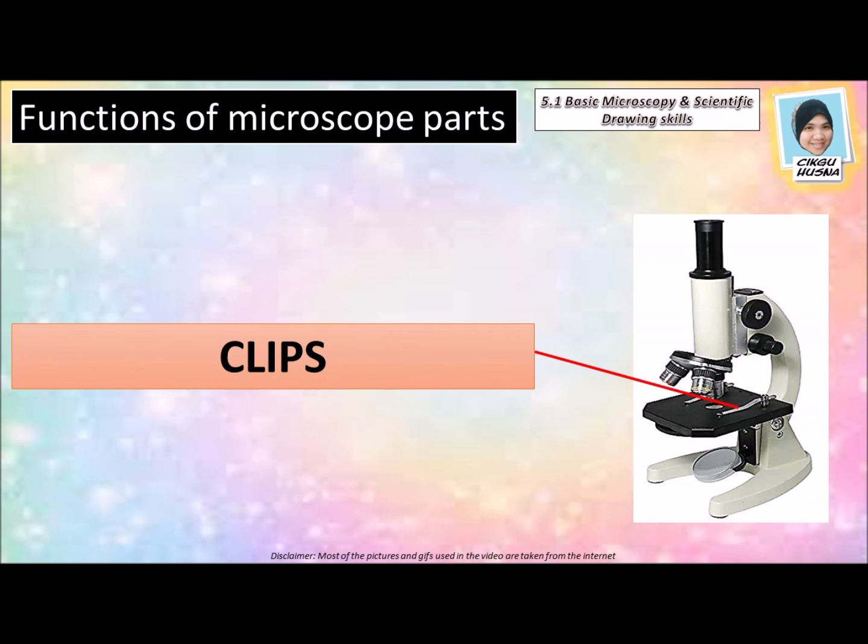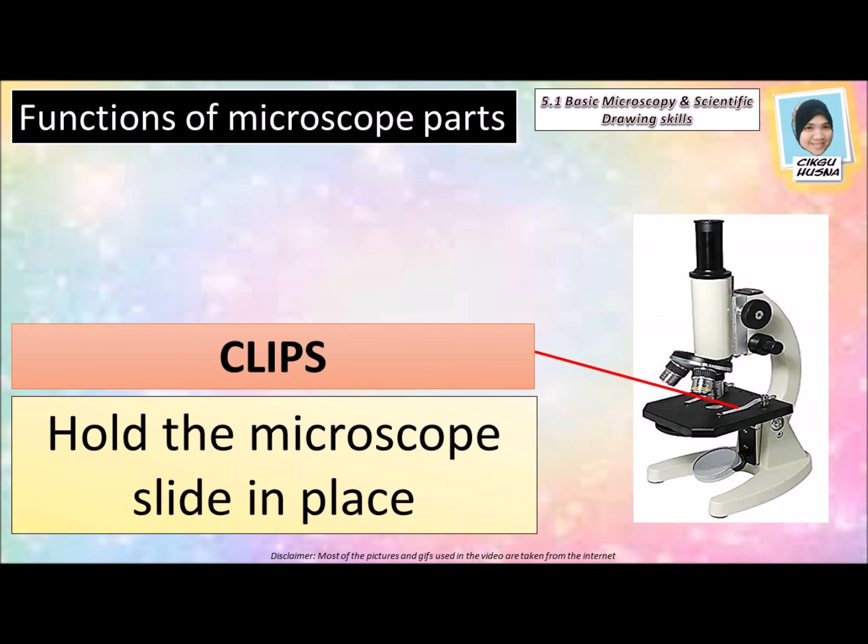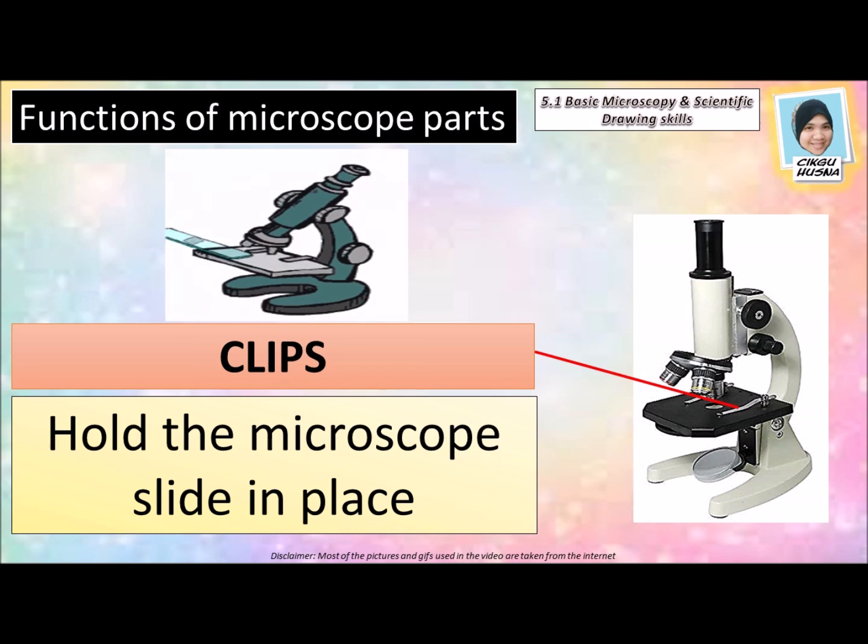Clips. Di sana, biasanya di atas stage, you will see metal clips. Metal clip will hold the microscope slide in place. Jadinya, semasa kita menaruh the microscope slide, supaya microscope slide itu tidak bergerak-gerak, kita kapit sama clip.